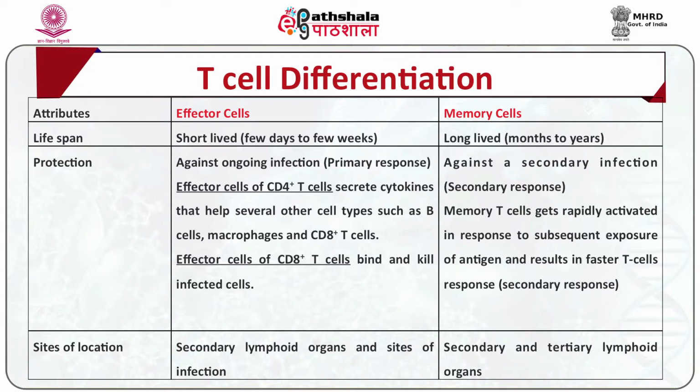The function of T cells is majorly done by effector cells, which help in clearance of the pathogen, while memory cells remain quiescent and long-lived, but they get easily activated as compared to naive cells. Thus, they respond at a faster rate to a subsequent challenge with the same antigen and are responsible for secondary responses.